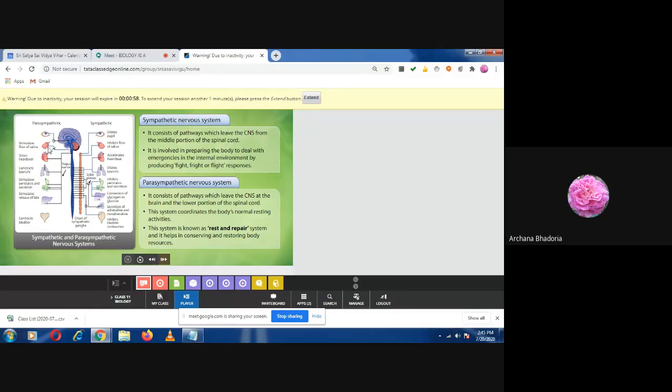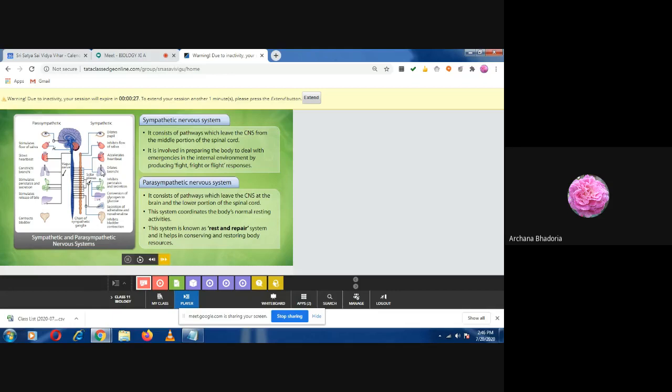So if one is stopping, the other stimulates it. Here the heartbeat will be slowed down by the parasympathetic, but the sympathetic nerves will accelerate the heartbeat. Then the bronchi of the lungs will be constricted by the parasympathetic, and the dilation of the bronchi will be done by the sympathetic.